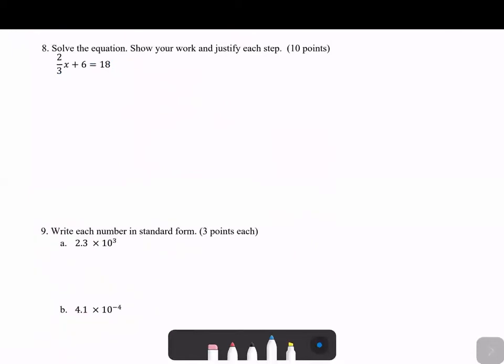Okay, number 8. So we want to solve this equation. We want to show our work and justify each step. So to solve this equation, you can do it in a lot of different ways. We showed examples in the videos of how to do this different ways, but most people like to do reverse order of operations.